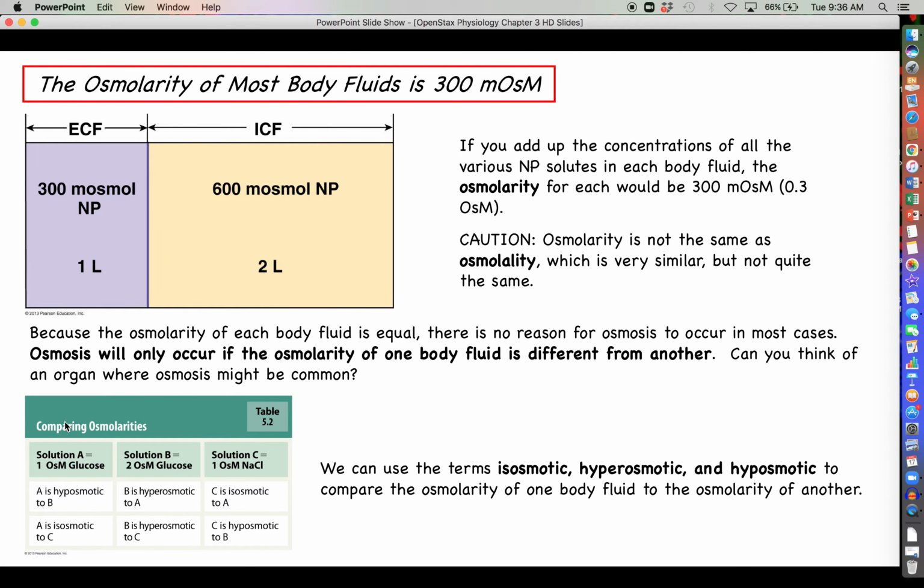Because solution A has a lower osmolarity than solution B, we would say that solution A is hypoosmotic to solution B. Hypo means less, and osmotic obviously refers to the osmotic potential of that solution. We could also turn that around and say that B is hyperosmotic to A. Hyper meaning greater than, so that's just the opposite term that you would use if the solution is greater than the other one.